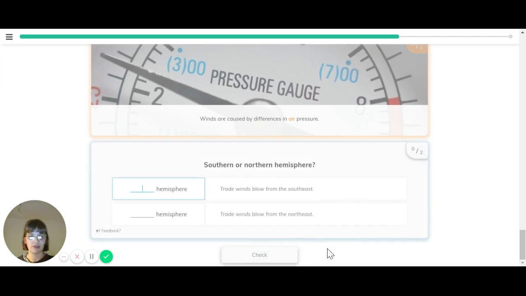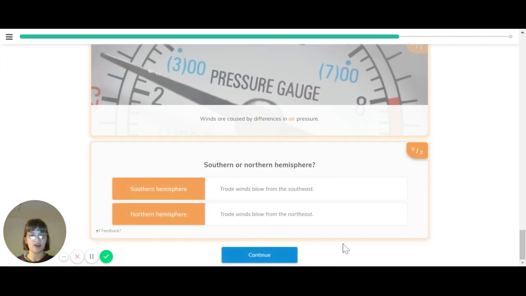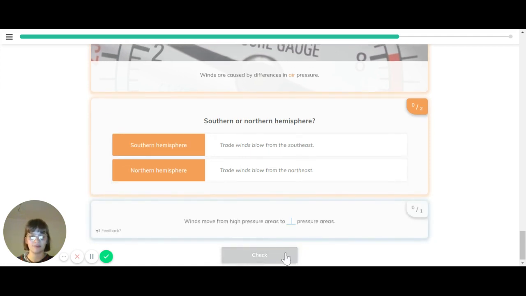So, which hemisphere are these winds? In the southern hemisphere, trade winds blow from the southeast, and in the northern hemisphere, trade winds blow from the northeast. Just a recap from earlier, winds move from high pressure areas to low pressure areas.